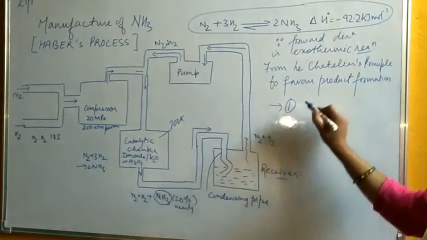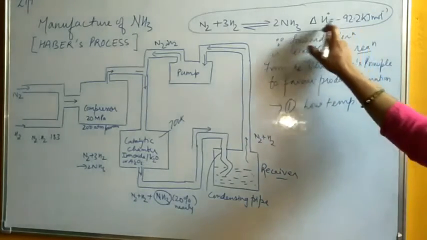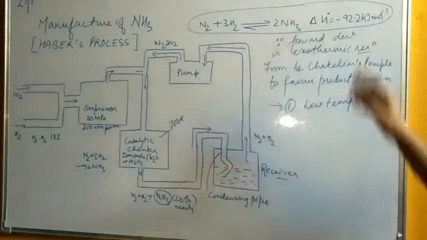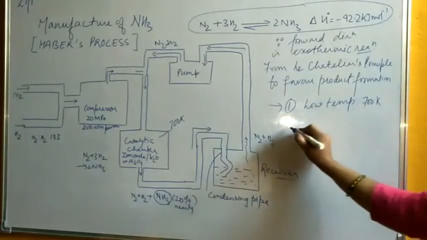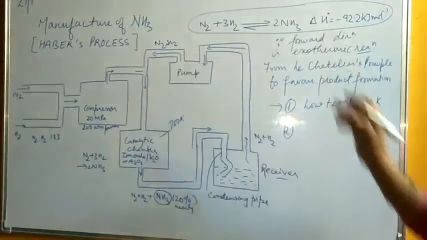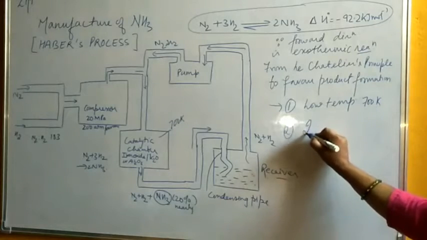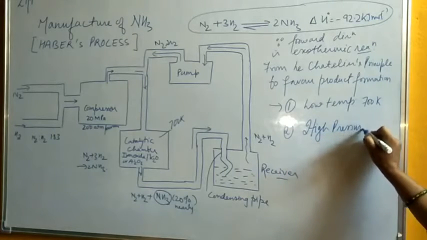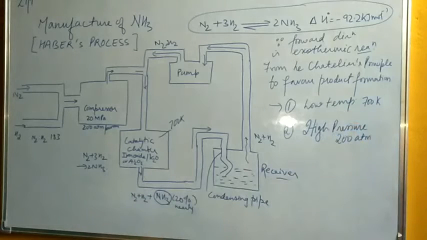The first thing is that temperature should be low. You can see here it's an exothermic reaction, so to favor the forward product formation, the temperature has to be kept low. So the low temperature which is maintained here is 700 Kelvin. And second, in the forward direction there is a decrease in volume as ammonia is formed, right? So an increase in pressure, there should be high pressure, is going to favor it, so that is nearly 200 atm pressure, or we can say 20 megapascal pressure.